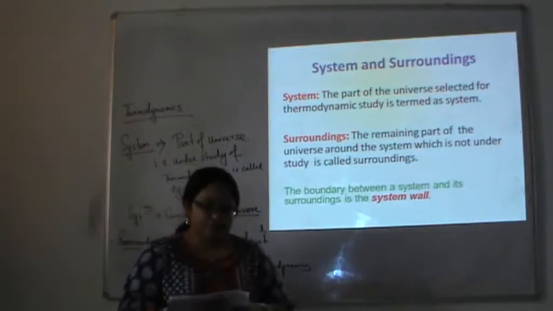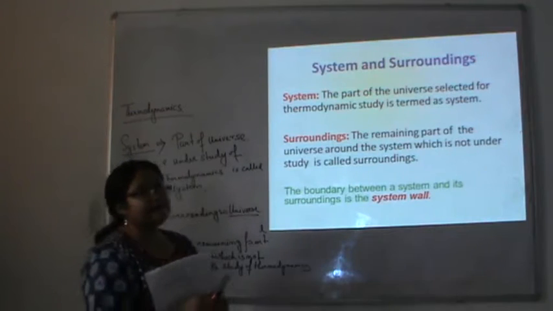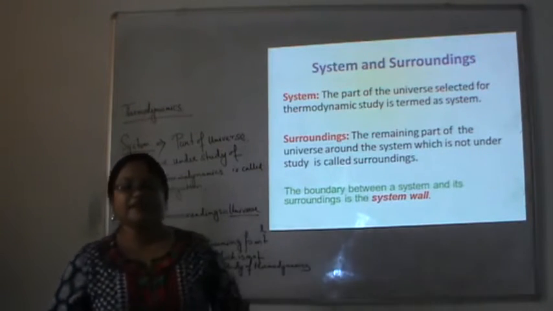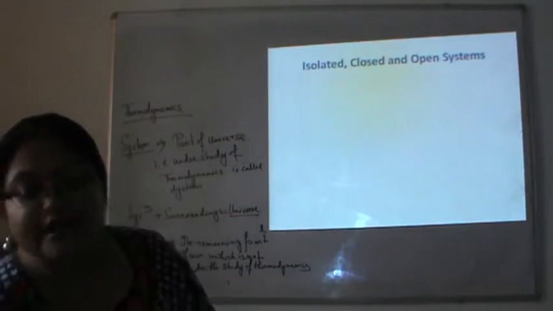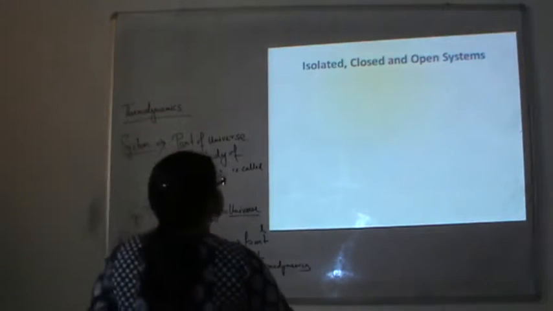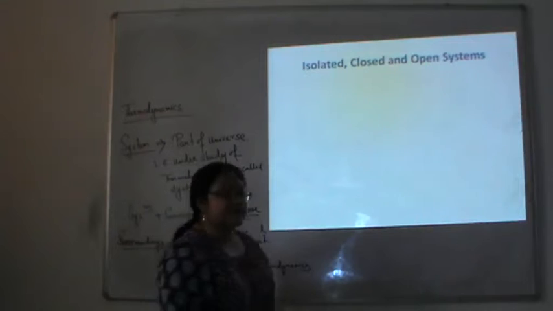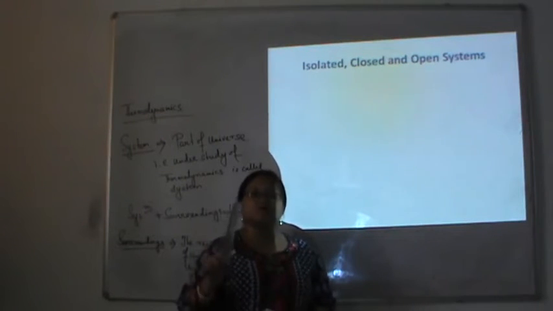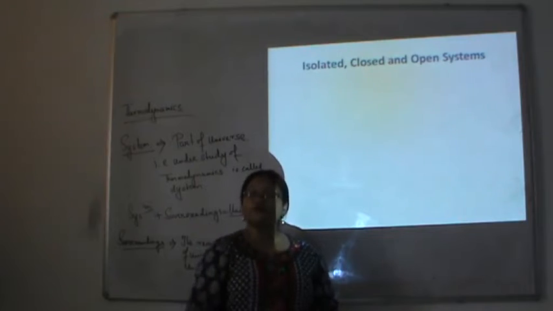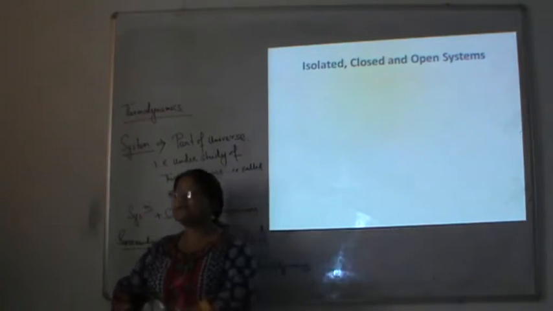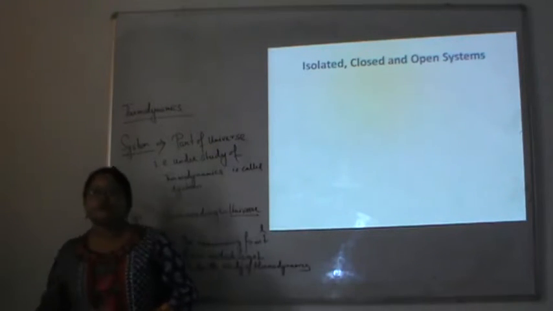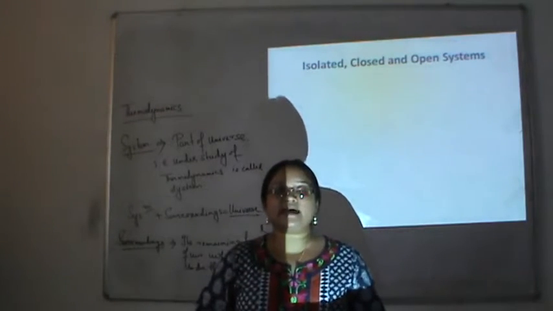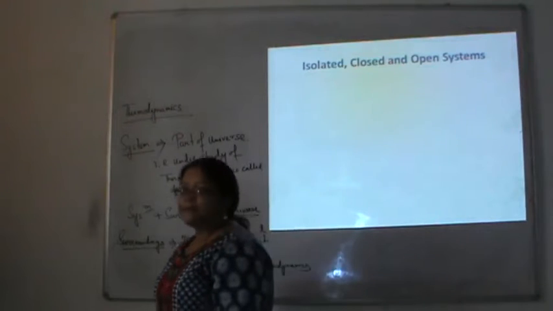Now we have to discuss another thing, the different types of system. What are the different types of systems? There are three types of system from the thermodynamical point of view: isolated system, closed system and open system.